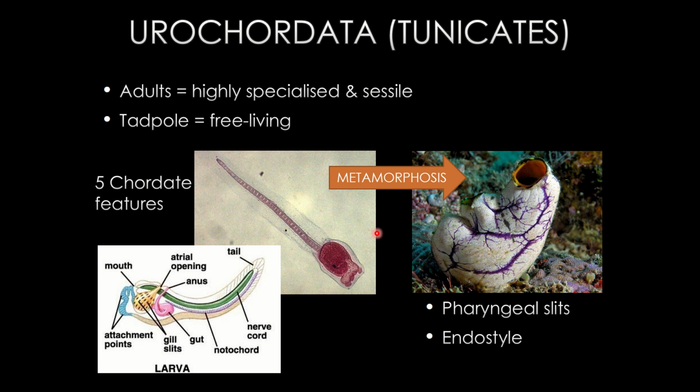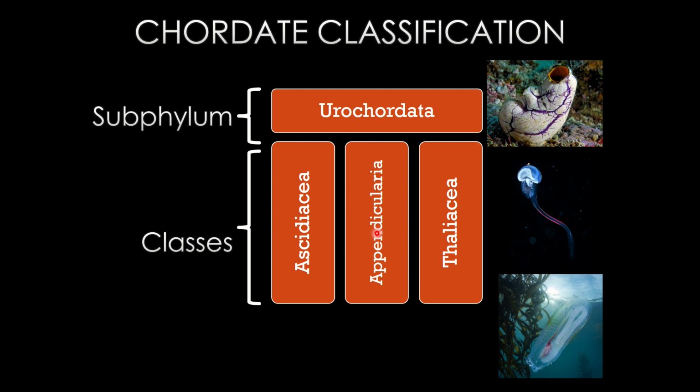And the larvae has all the characteristics of the chordates. We're going to go through that in a moment. Okay, so why are they chordates? That's what we need to look at today. Because we're dealing with the subphylum Chordata, we need to look at what allows them to belong to this group. Again, just looking at the subphylum Urochordata, meaning tailed chordates. And now within the tailed chordates, we've got three classes.